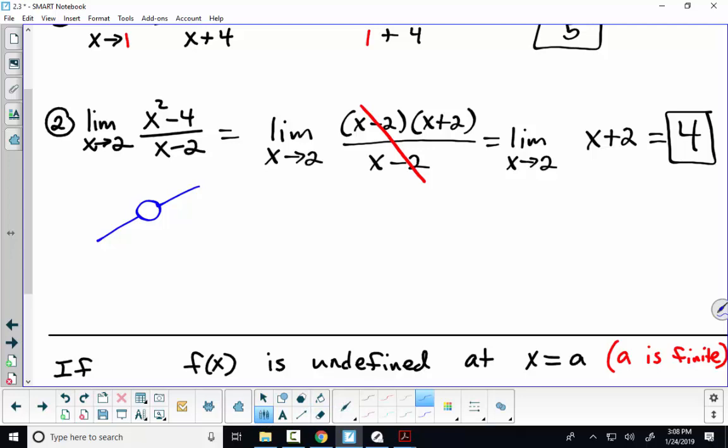So let's look at it like this. That's 2, and that's 4. As x approaches 2, y approaches 4. Does that make sense?